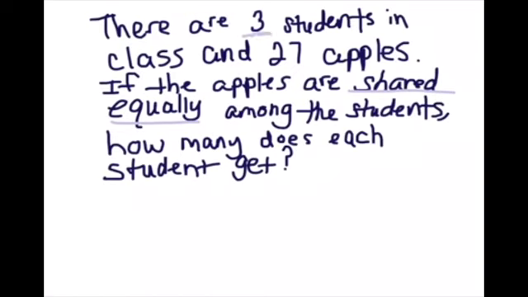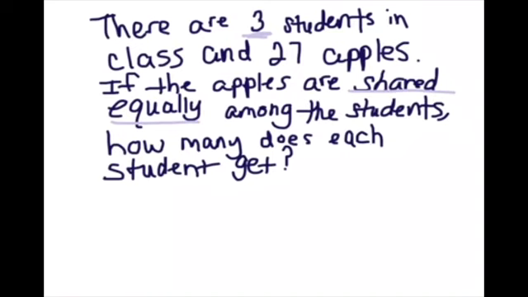There are 3 students and 27 apples, but I need to make sure that each student gets the same amount, right? I can't give 26 apples to student number 1, and then student number 2 gets 1 apple, and then student number 3 would get 0. That would be totally unfair. We have to make sure they're shared equally. Just like if you were to bring a birthday treat to school or something, you'd want to make sure that everybody gets the same amount so that it's fair.